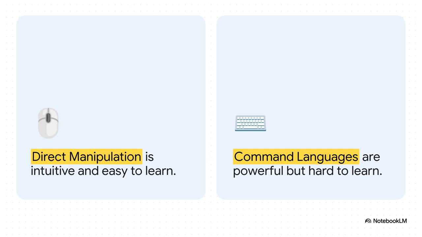Direct manipulation is all about intuitive, fast learning. Users feel like they're in control of the machine and they aren't intimidated by it. On the flip side, we have command languages, like Unix. Experienced power users often prefer these because they're incredibly powerful, flexible, and fast. But the catch, they're terribly hard to learn and offer pretty awful error management for beginners.